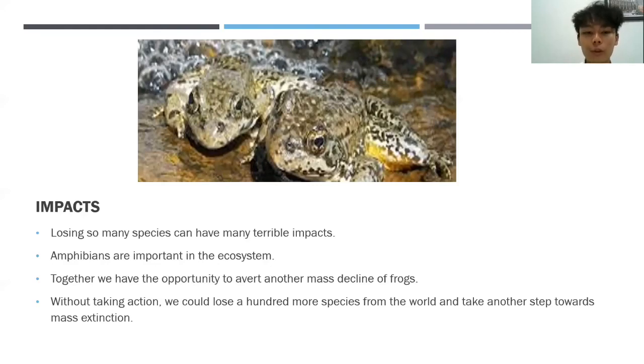Together, we have the opportunity to avert another mass decline of frogs. Without taking action, we could lose 100 more species from the world and take another step towards mass extinction.